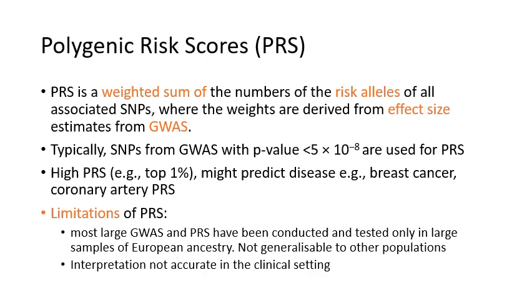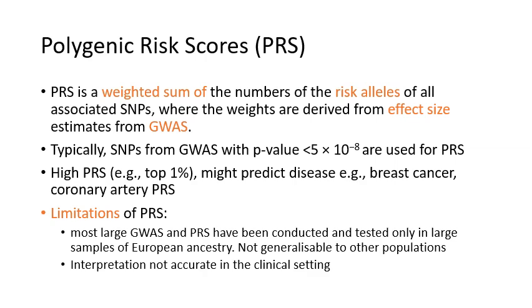So talking about limitations, the limitations currently with PRS are that most large genome-wide association studies in PRS have been conducted and tested only in large samples of European ancestry. So it's not necessarily generalizable to other populations. It's important to know that each population will need to have its own polygenic risk score done, because you can't transfer a polygenic risk score from one ancestry to another, because the variants that are significant in one ancestry may not necessarily correspond to the variants that are significant in another.